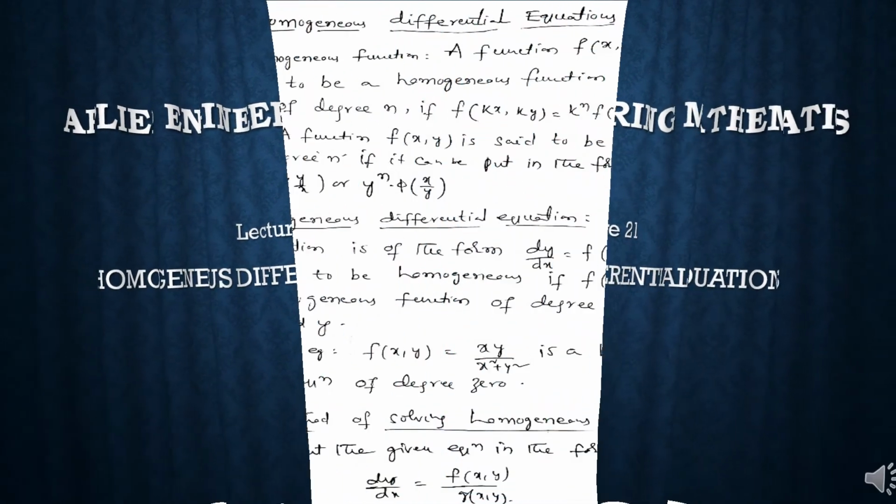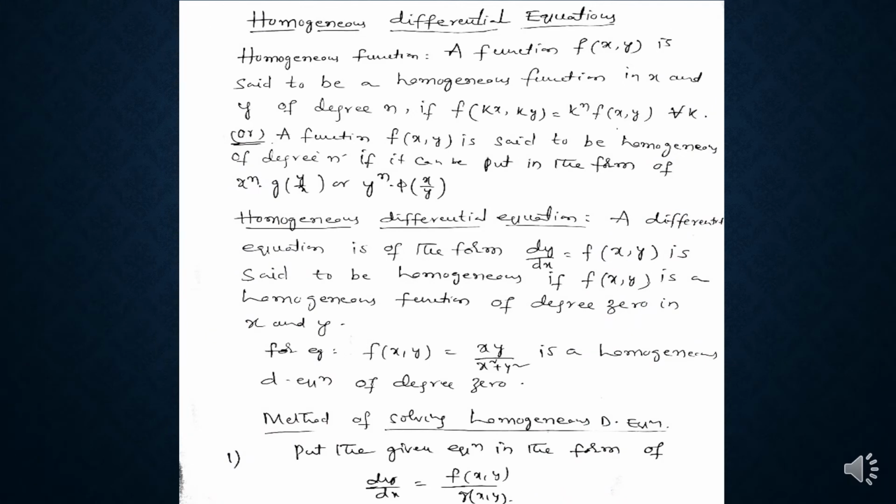Before going to the differential equation, we need to know about the homogeneous function. A function f of x, y is said to be a homogeneous function in x and y of degree n if f of kx comma ky is equal to k to the power of n into f of x comma y for all k, then that is called a homogeneous function of degree n.